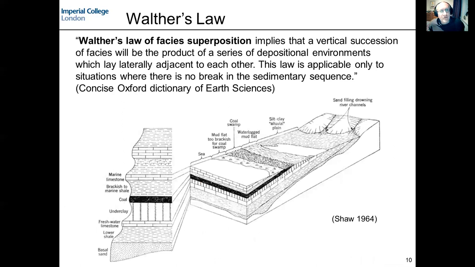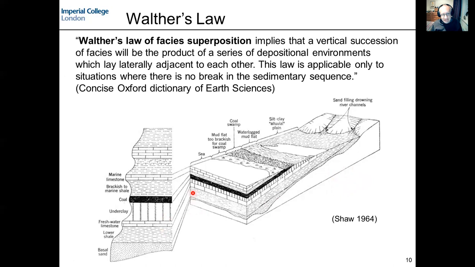Second key thing is Walther's law. So Walther's law of superposition essentially states that, in a vertical succession of rocks, which is shown on the bottom here, so here we have a vertical succession from sand at the base through shales, coals, limestones, various types up towards the top. Well, if that succession was deposited without any significant break in deposition, then that vertical succession of rocks should translate into a lateral horizontal series of environments which moved through time and built up that vertical succession. And that's what this block diagram on the right is showing.